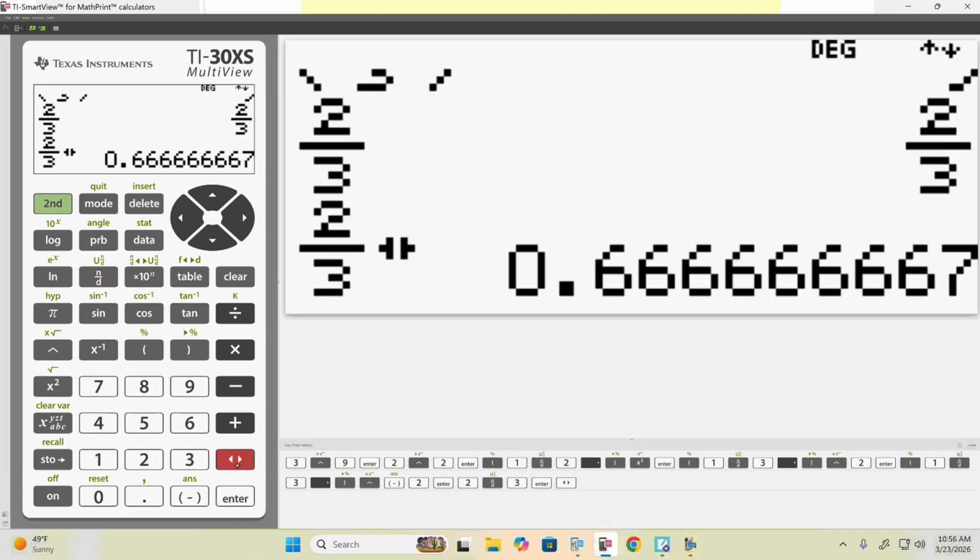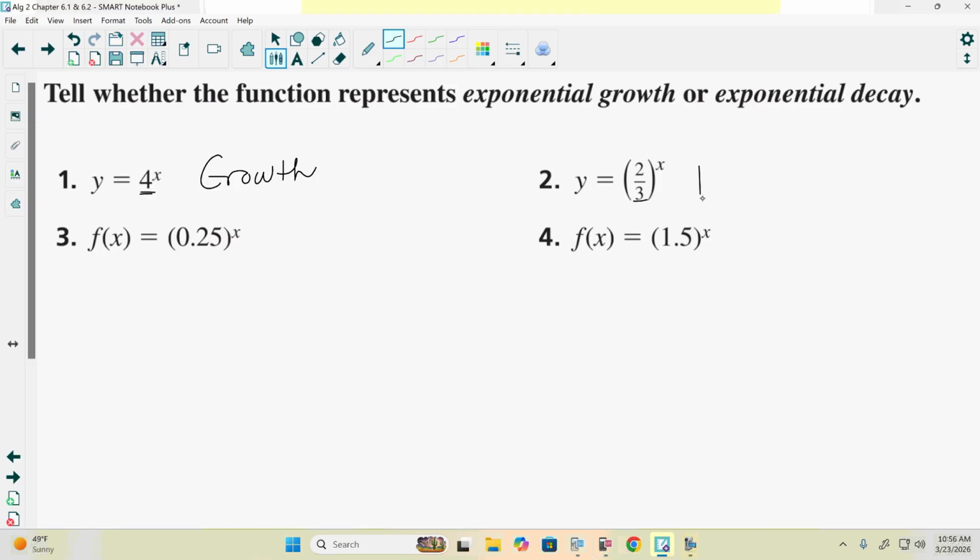So if we're not sure, 2/3: 2 is greater than 1, but because the numerator is smaller than the denominator, the top of the fraction smaller than the bottom, it's actually 0.6666 repeated. So it's less than 1. So one of the big things, if you're not sure, especially with fractions, throw them in the calculator, convert them to a decimal, because that's sometimes easier to see as a decimal than as a fraction. So it is between 0 and 1, so this would be decay.